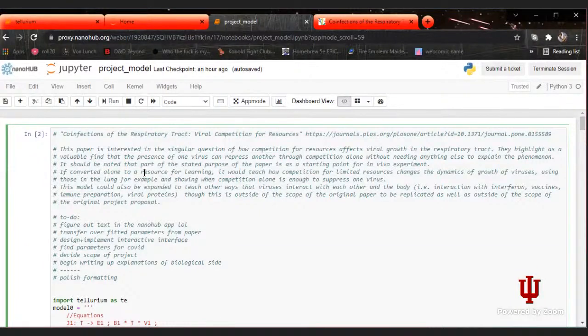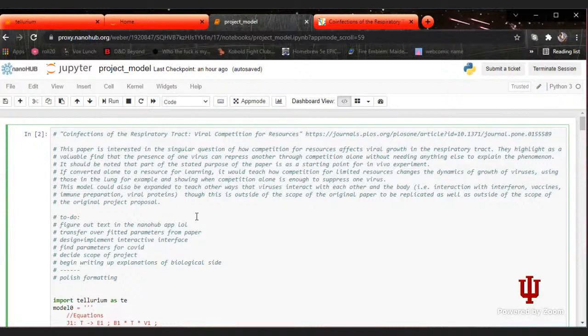If converted with just this paper alone as a resource for learning, it would be to teach how competition for limited resources changes the dynamics of growth of viruses, using those that are in the lung as an example for showing when competition alone is enough to suppress one virus. This model, though, could also be expanded to teach other ways that viruses interact with each other and the body. For example, interaction with interferon, which you mentioned, and then vaccines, which I think are just always relevant. And then the paper itself mentioned immune preparation and viral proteins.